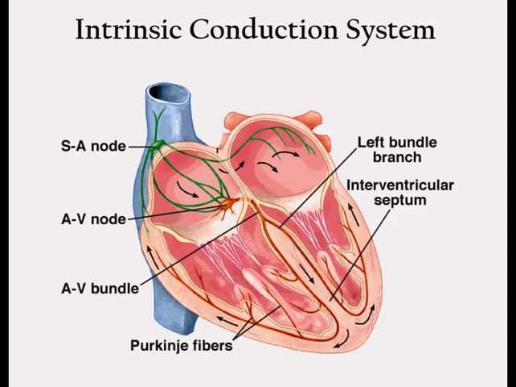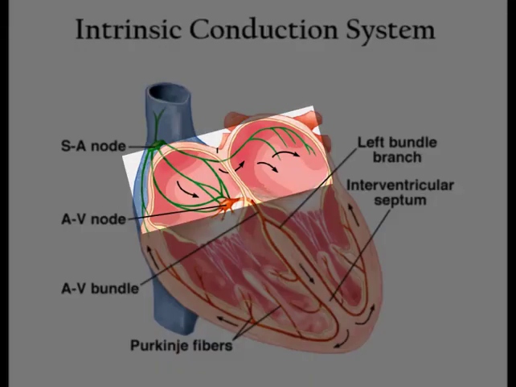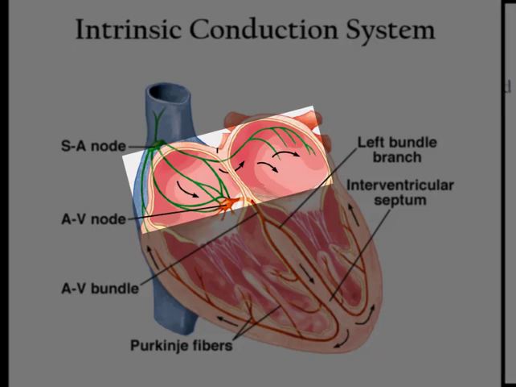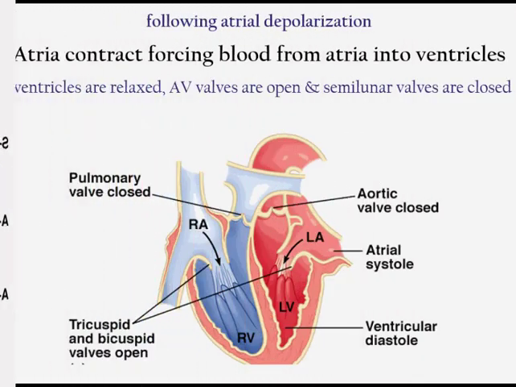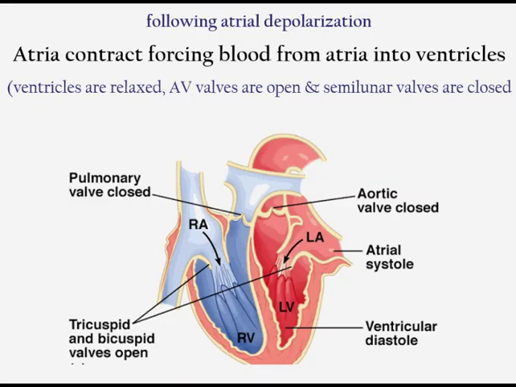It works like this. The cells in the SA node depolarize, and gap junctions sweep that wave of depolarization through the atria towards the ventricles. Depolarization is followed by contraction of the atria walls. The contraction starts superior and sweeps inferior, pushing blood from the atria into the ventricles.